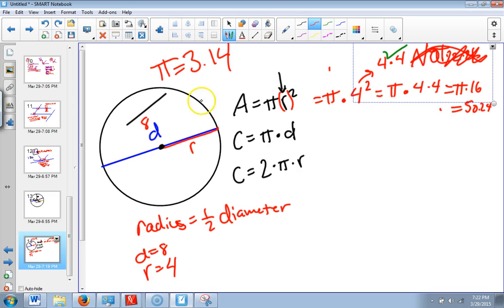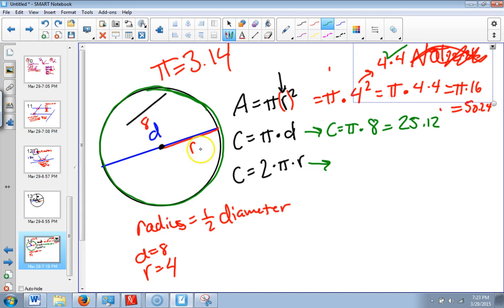Now the circumference is the distance around the outside of the circle. It's like the perimeter of the circle. So if you ever have a figure and you need the perimeter of the figure and it has part of a circle, you're looking for part of that circumference. If you're given the diameter, you simply say C equals pi times 8, which would come out to be 25.12. And if you're given the radius, which in this case would be 4, you would just do 2 times pi times 4, which will also give you 25.12.